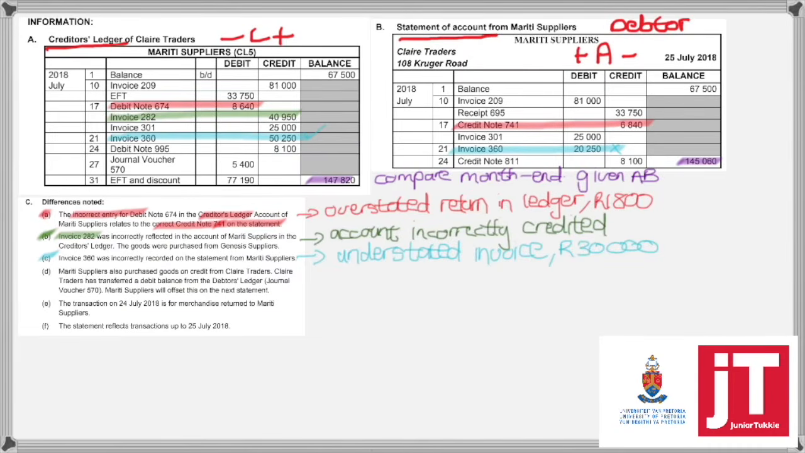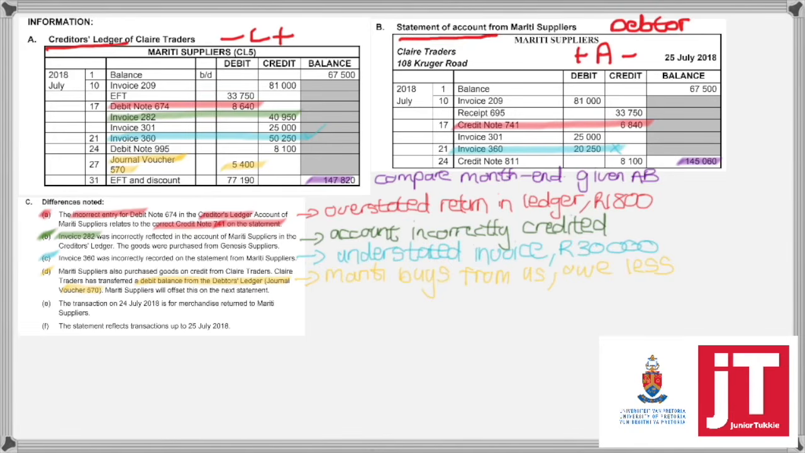Transaction number D, Mariti suppliers also purchase goods on credit from Claire Traders. Claire Traders has transferred a debit balance from the debtors ledger journal, voucher number 570. Mariti suppliers will offset this on the next statement. So what this transaction means is that we are buying from them and they are buying from us. So instead of us paying them and them paying us, they will offset this amount against our outstanding balance.